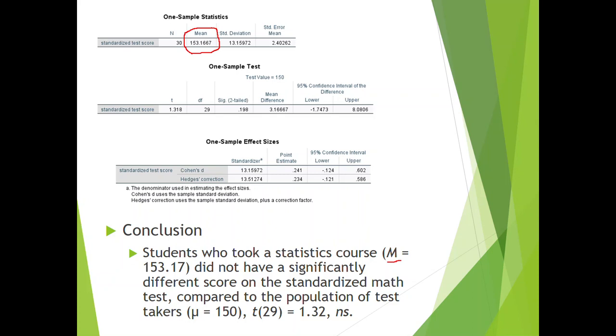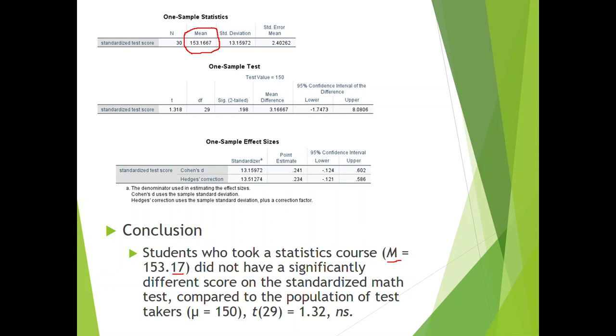So I reported my sample mean, and do make sure that you're rounding to two numbers after the decimal point. So I rounded that 0.1667 up to 0.17. Make sure you're rounding to two numbers after the decimal there. But the students who took that statistics course did not have a significantly different score on the standardized math test compared to the population of test takers.